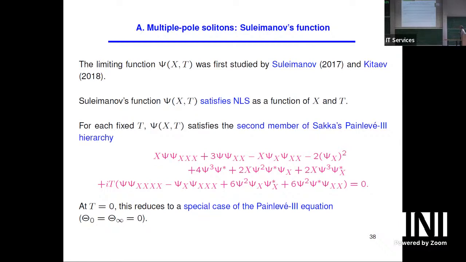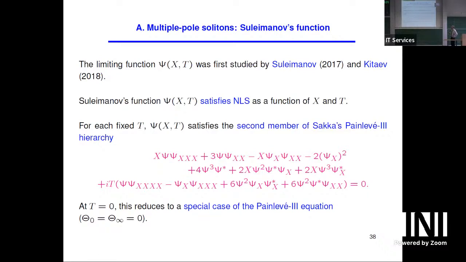So if you fix a time, then for any fixed time you get this equation, which you probably recognize as the second member of the Painleve-III hierarchy. There are actually a couple of different Painleve-III hierarchies out there in the literature, and this one is by Sakka. It turned out to be the one we needed. It's a fairly complicated equation, but you can set t equal to 0, and then it becomes the Painleve-III equation. I'll let you plug in t equals 0 yourself. It's a special form of Painleve-III where 2 of the parameters are equal to 0. Here I'm using the Jimbo-Miwa parameterization of the constants.